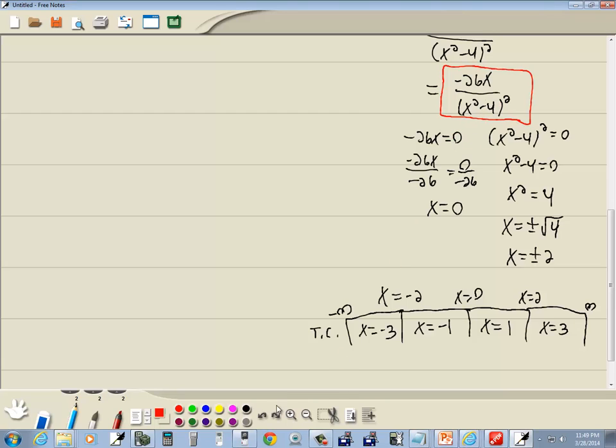But it's easier than it looks. The bottom part's squared, so it's always positive. So all I need to do is plug it into the top part. And all we care about is the sign, so it doesn't matter about the value. If I plug negative 3 in for x, negative 26 times negative 3 is positive, so this is increasing. If I put negative 1 in there, negative 26 times negative 1 is positive, so this is increasing. If I put 1 up here, negative 26 times 1 is negative, so it's decreasing. And if I put 3 up here, negative 26 times 3 is negative, so it's decreasing.